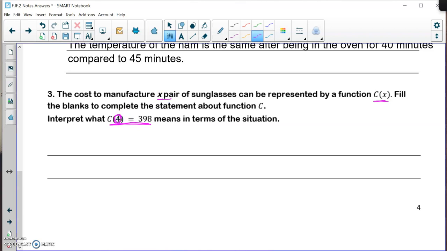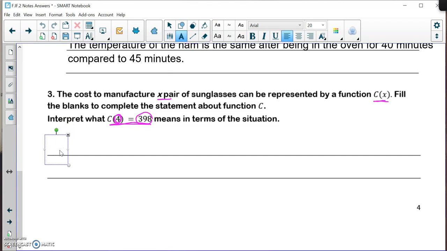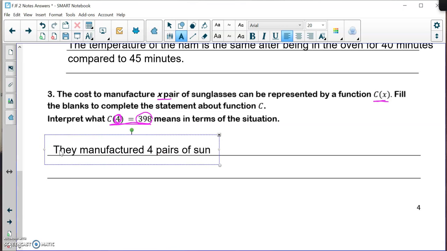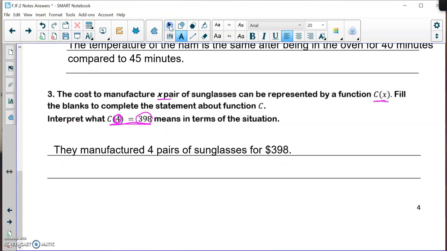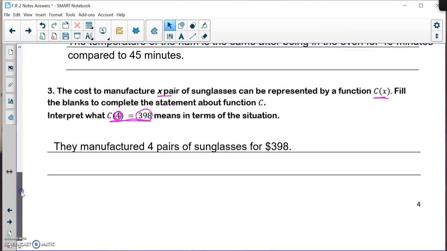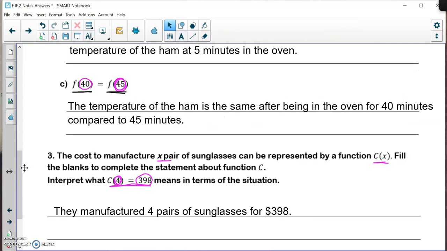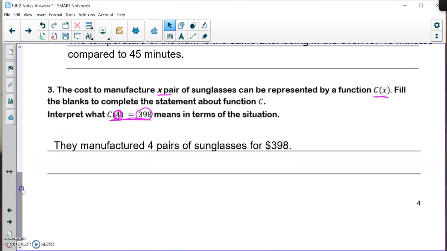That means that they manufactured 4 pairs of sunglasses, and the $398 would be the cost. So they manufactured 4 pairs of sunglasses for $398. So those are pretty expensive sunglasses there. But that's what that would mean in terms of the situation. All right, and that brings us to the end of this lesson.